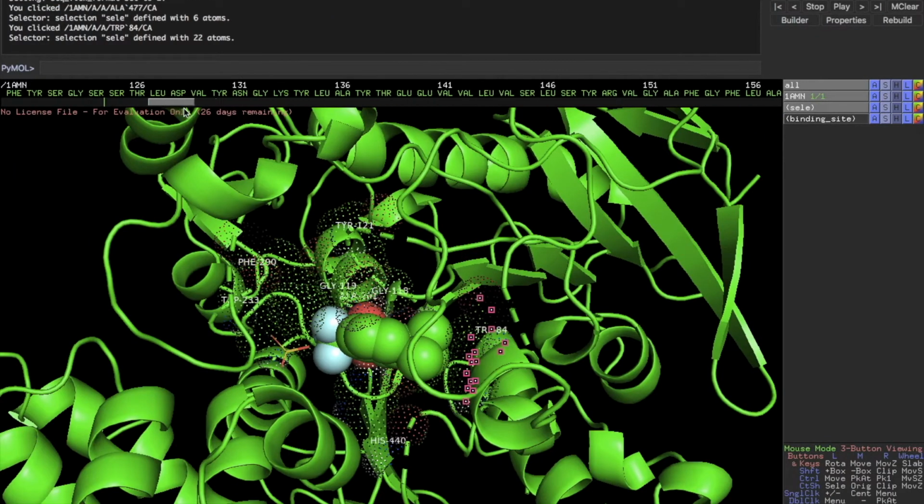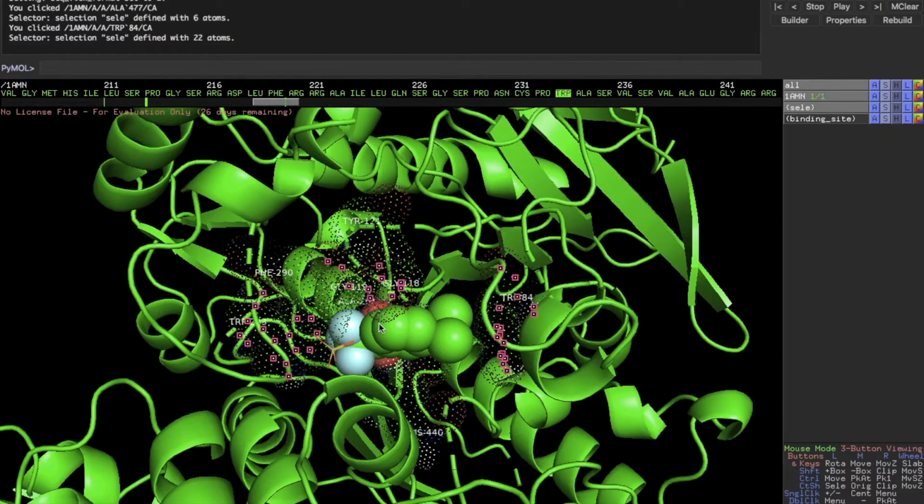So some of these are going to make London dispersion forces with the substrate. Some may make hydrogen bonds with the substrate. And at least one of them is going to be involved in making a covalent bond with the substrate. Essentially, what we can do here is get a picture of the substrate mimic inside the active site of our enzyme.